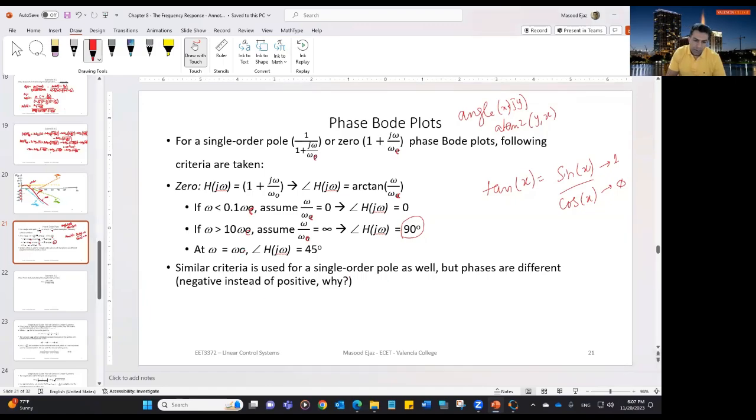And when omega is equal to omega c, the cutoff frequency, then arctan of omega over omega c, arctan of 1, is 45 degrees. So the phase of h omega is 45 degrees. And the same thing we use for a single order pole, except the phases are different, negative instead of positive. Someone is going to tell me why it's going to be negative instead of positive. That is 0, negative 90, and negative 45 for these conditions. Anyone?